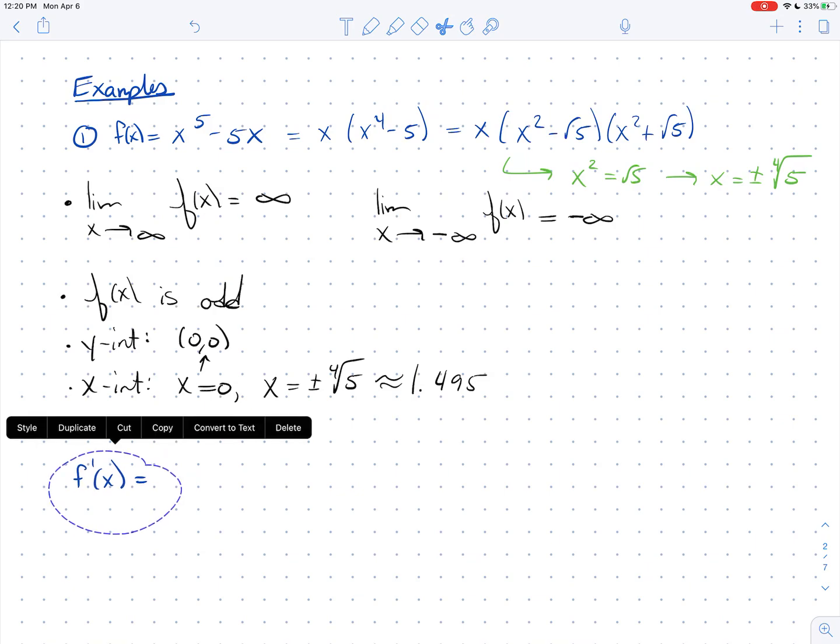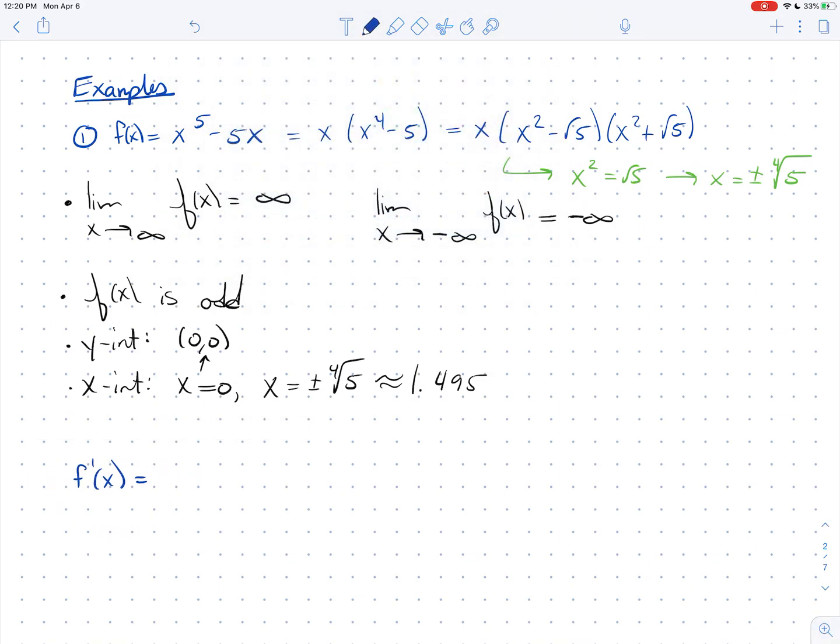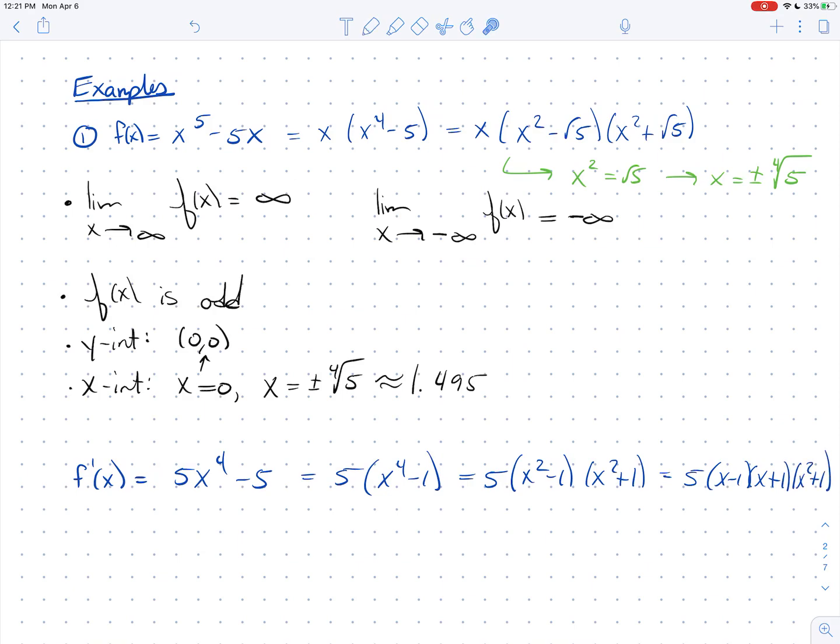Let's go ahead and compute f prime. So f prime is pretty straightforward. 5x to the fourth minus 5. Pop a 5 out, 5 times (x to the fourth minus 1). This is 5 times (x squared minus 1) times (x squared plus 1). So 5 times (x minus 1) times (x plus 1) times (x squared plus 1). This quadratic, the sum of two squares, doesn't split. You can't factor it. It's never 0. So the only two zeros are x equals 1 and x equals minus 1.